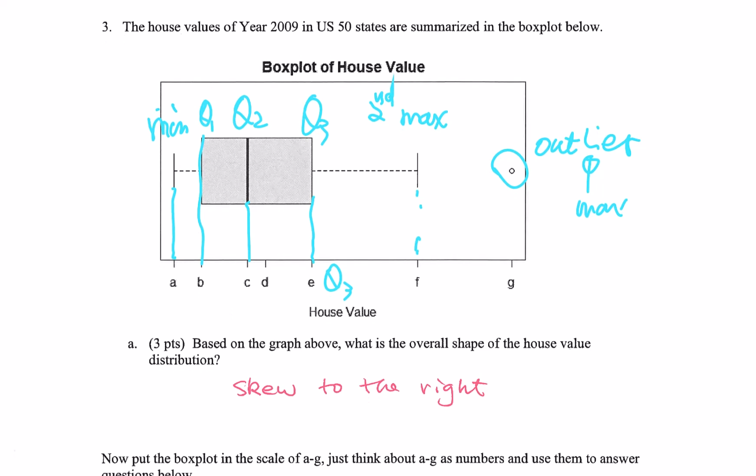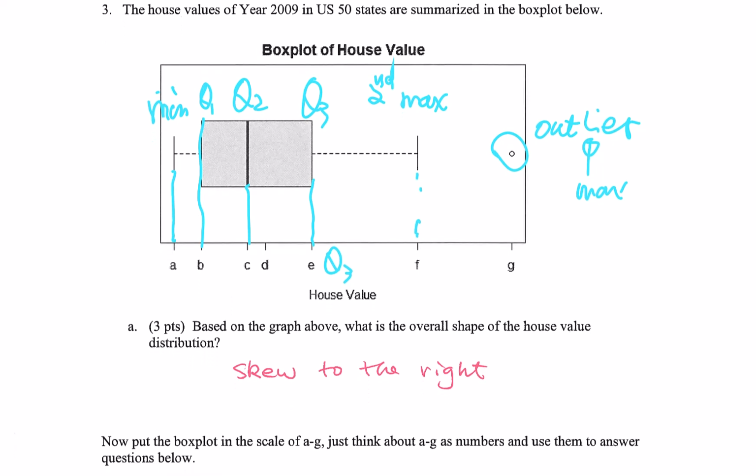And then based on the graph above, what is the overall shape of the house value distribution? Here is the key, right? Based on the box plot, you should eyeball a curve like what we did in question number 1 as the histogram. So in this case, you could just do like this, right? Okay, so obviously the shape is skewed to the right.